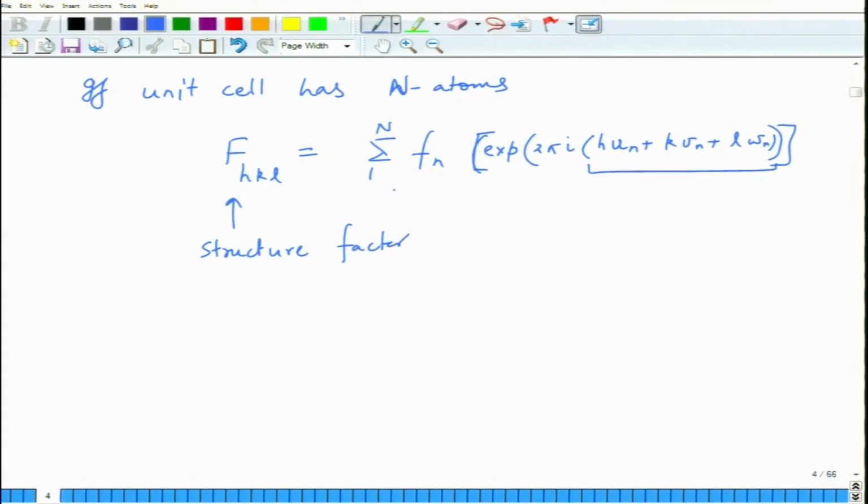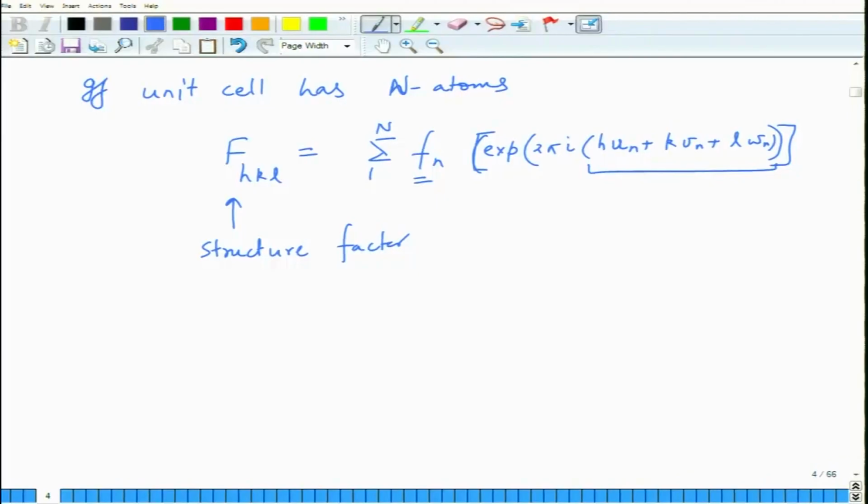So, what this equation tells you is that depending upon the type of atom, you will have different scattering that is going to take place, and you have a phase term which is determined by the position of atoms. There is nothing about size and shape here. So if you have different types of atoms in the unit cell, they will diffract differently. For example, copper and zinc: copper will have a different small f, zinc will have a different small f. But if you have only copper, they will have the same small f.